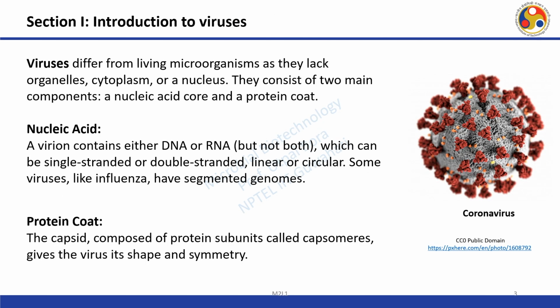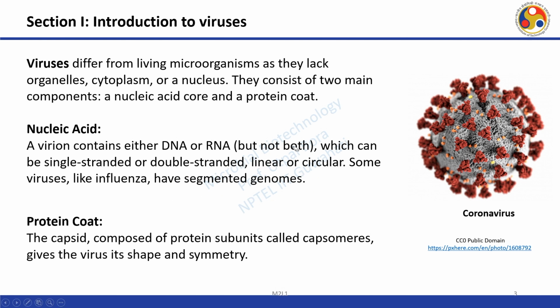So, let us try to understand what a virus is. A virus differs from living organisms as they lack organelles, cytoplasm or a nucleus. They consist of 2 main components, a nucleic acid core and a protein coat. What is this nucleic acid core? A virion contains either DNA or RNA, but not both at the same time, and these can be single stranded or double stranded, linear or circular. Some viruses like influenza have segmented genomes.